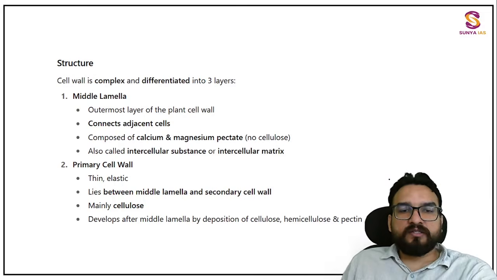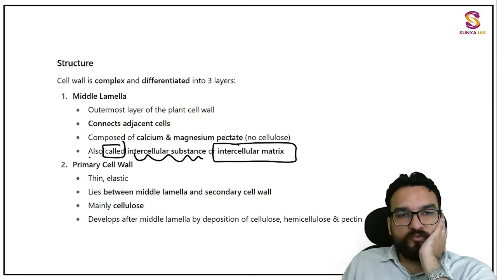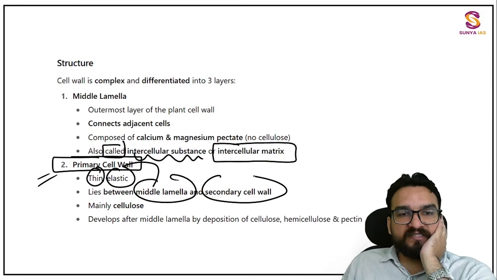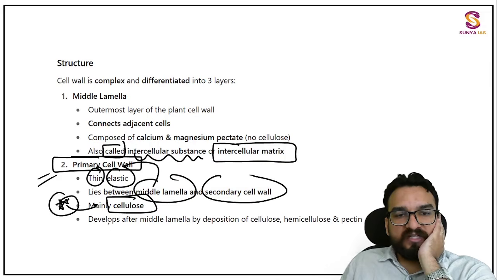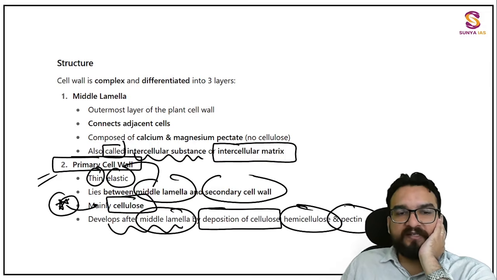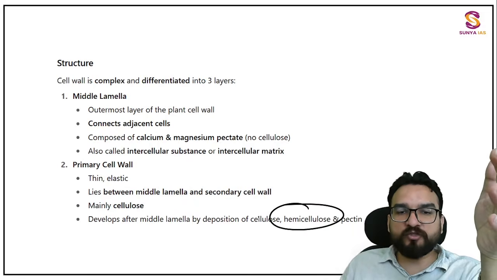Understanding? Fourth is your all so-called intercellular substances or intercellular matrix, which I have told you. Then there is secondary structure. Then there is second important structure, that is primary cell wall, which is thin, elastic, and it lies between middle lamella and secondary cell wall, composed of cellulose. This which I told you, keep in mind. Develops after middle lamella by deposition of cellulose, hemicellulose or pectin. Cellulose is there, but it doesn't mean that it will not be having hemicellulose or cellulose.